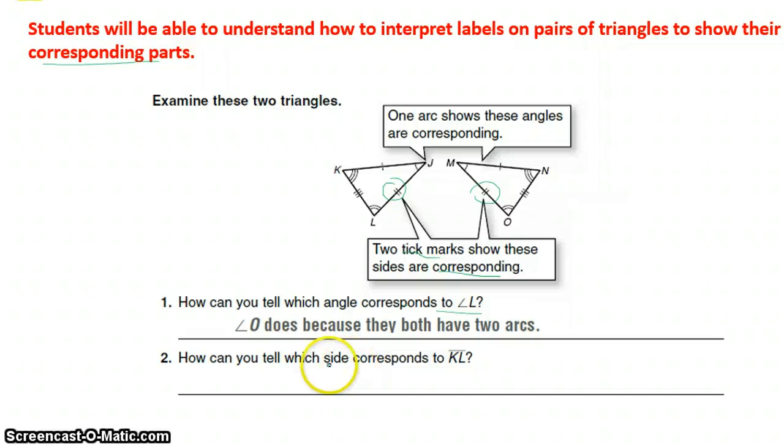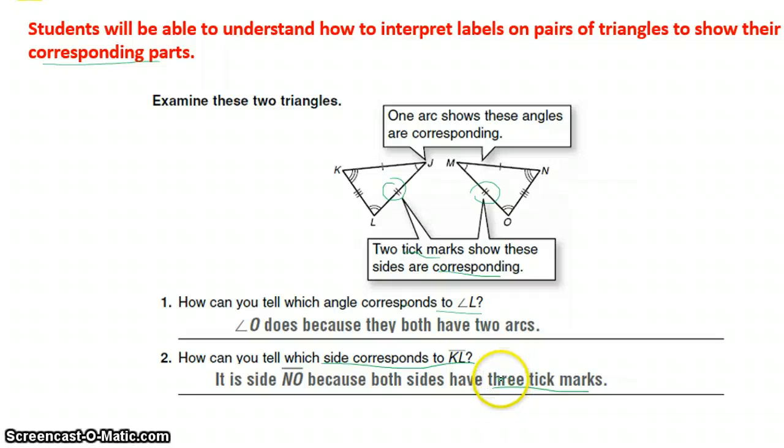And if I want to see which side corresponds to segment KL, I look at segment KL: how many tick marks does it have? It has 1, 2, and 3. So if we come over to our second triangle and look for the 3 tick marks, we see that that is side NO. How can we tell which side corresponds to KL? We look for the tick marking, and we see that it is side NO because they both have those 3 tick marks.